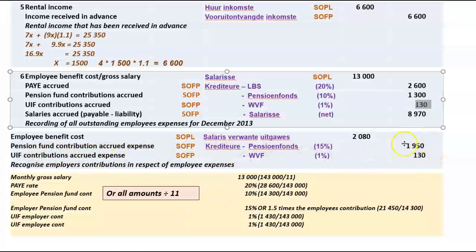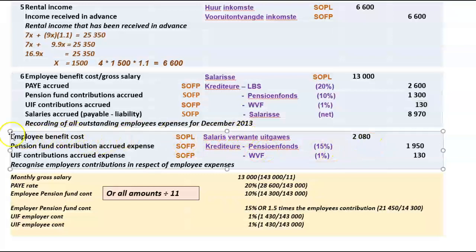The sum total of the employer contributions is 2,080, and that we would have posted to the salary account as well because it's a salary-related cost. Employee benefit cost or salary-related cost, statement of profit and loss, 2,080 rand. Right.